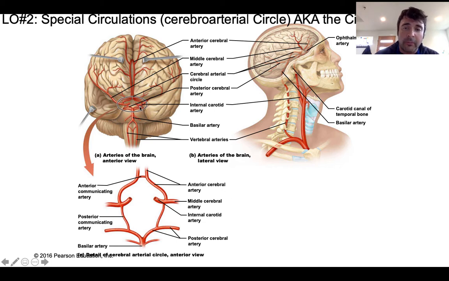Notably the cerebrum. Now, it's kind of hard to tell, but we're just going to lay out the anatomy here. And then we're going to look at a different image. We're going to lay out the anatomy there, and we're going to figure out how this all ties together.